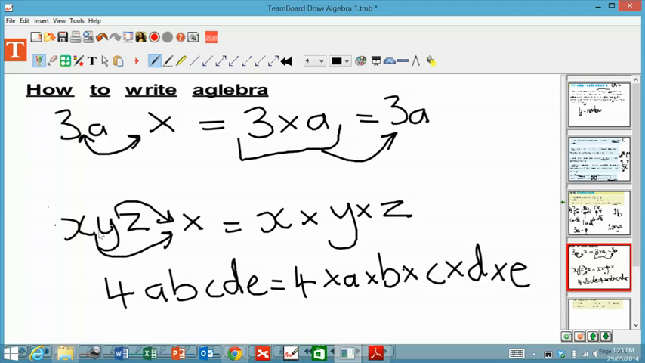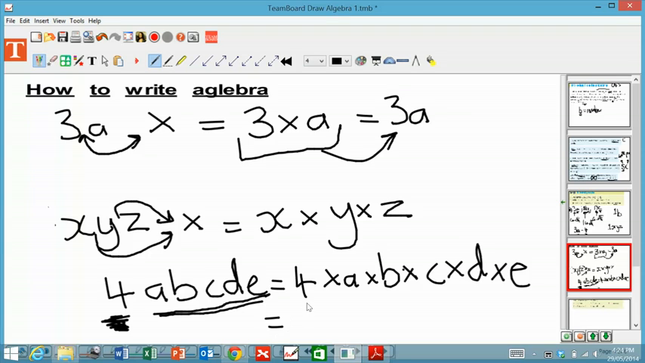Okay, so really, really important that you understand that. Alright, how else do we write them? The other thing you need to remember about writing algebra is, as I've written it here, numbers go first, the coefficient is first, the letters come after it, and they are all in alphabetical order. Okay, so they have to be in alphabetical order.